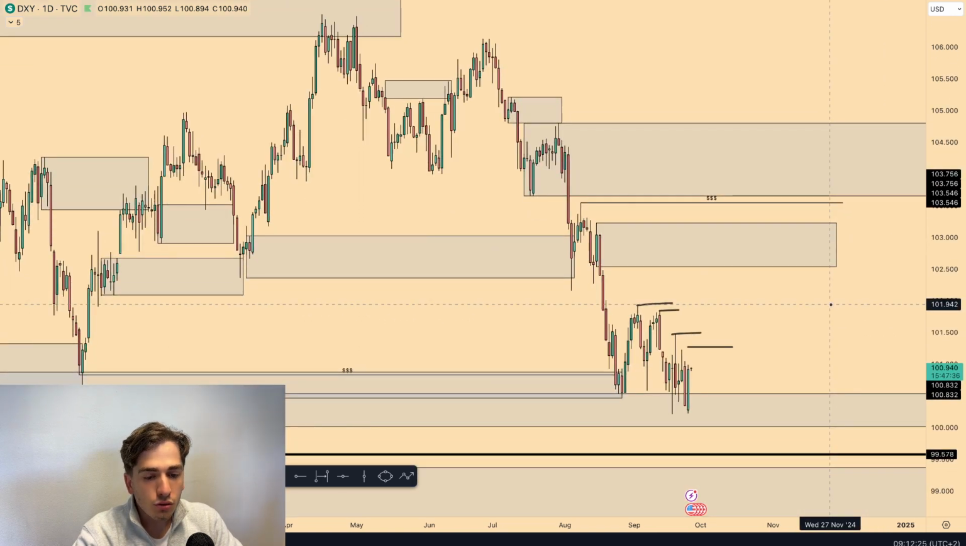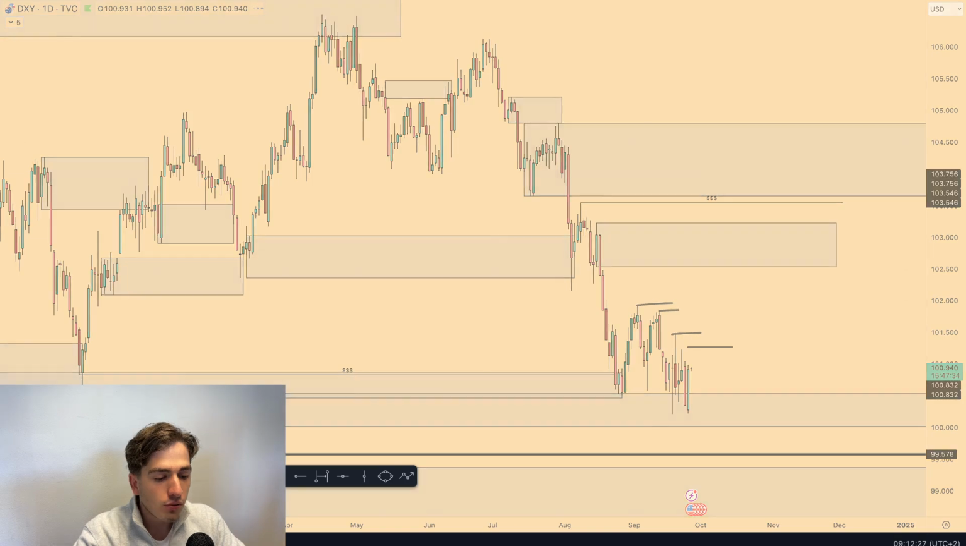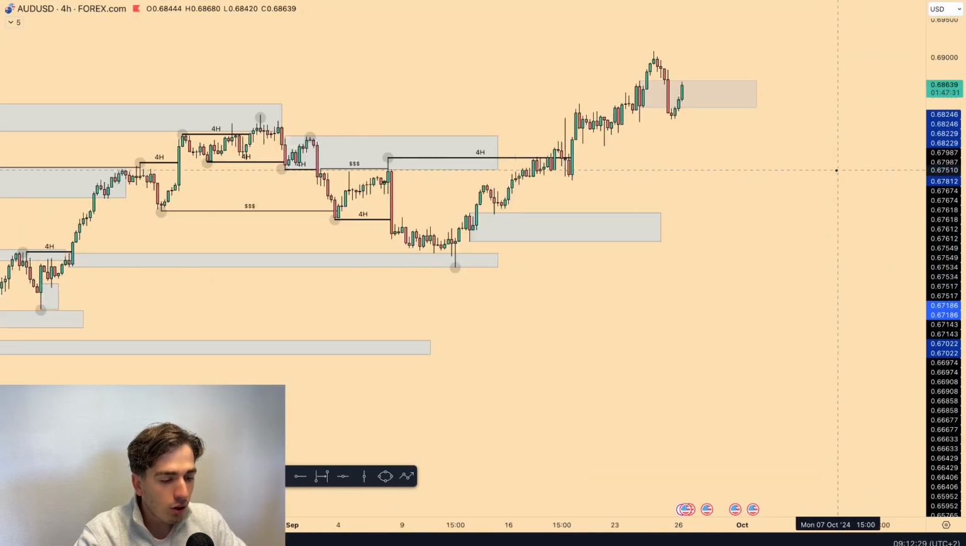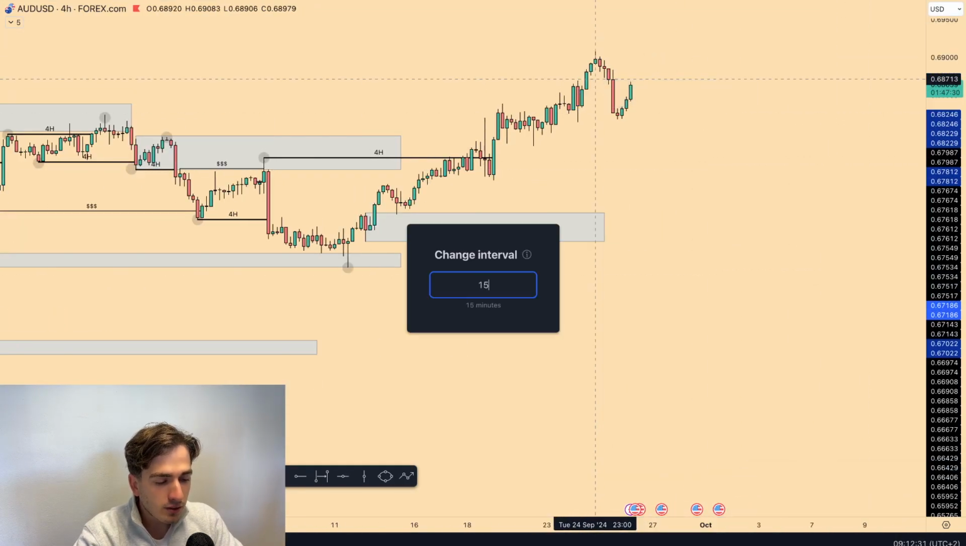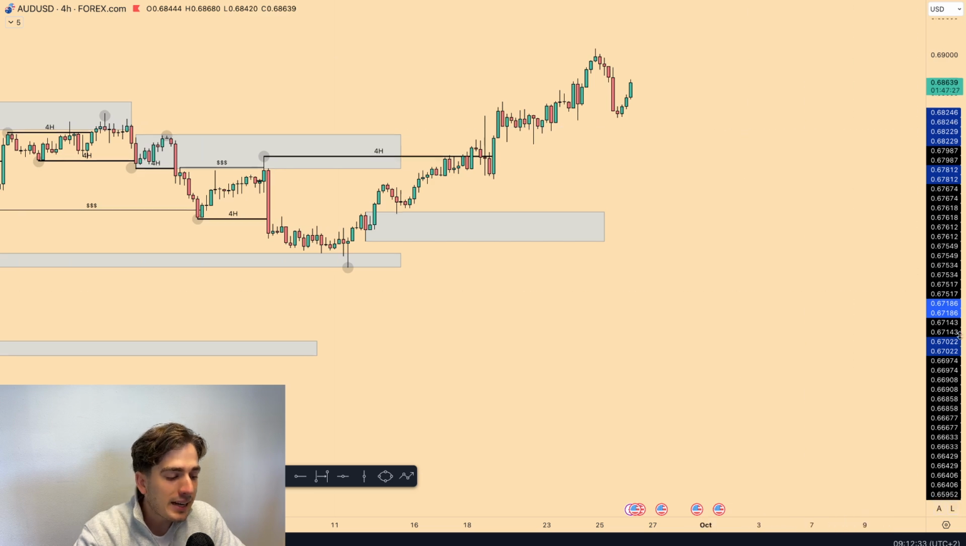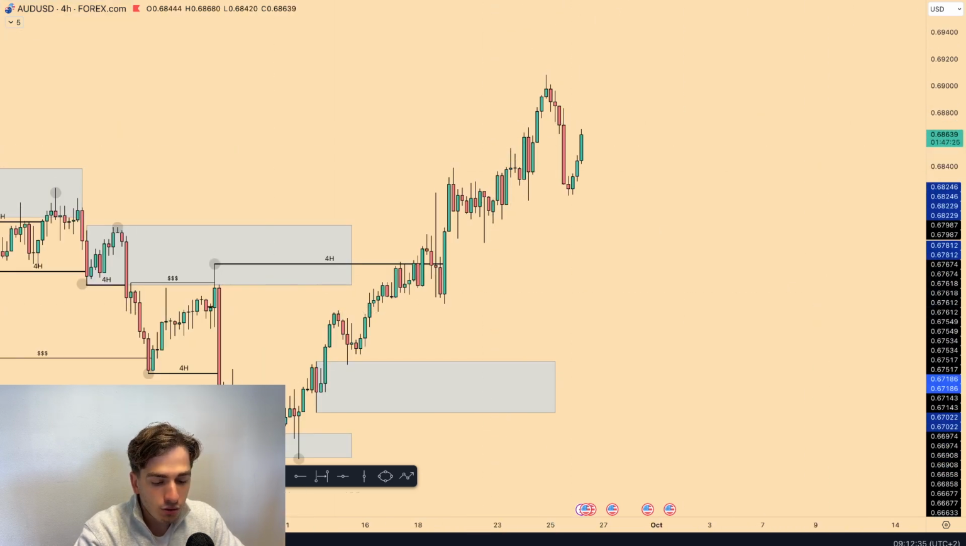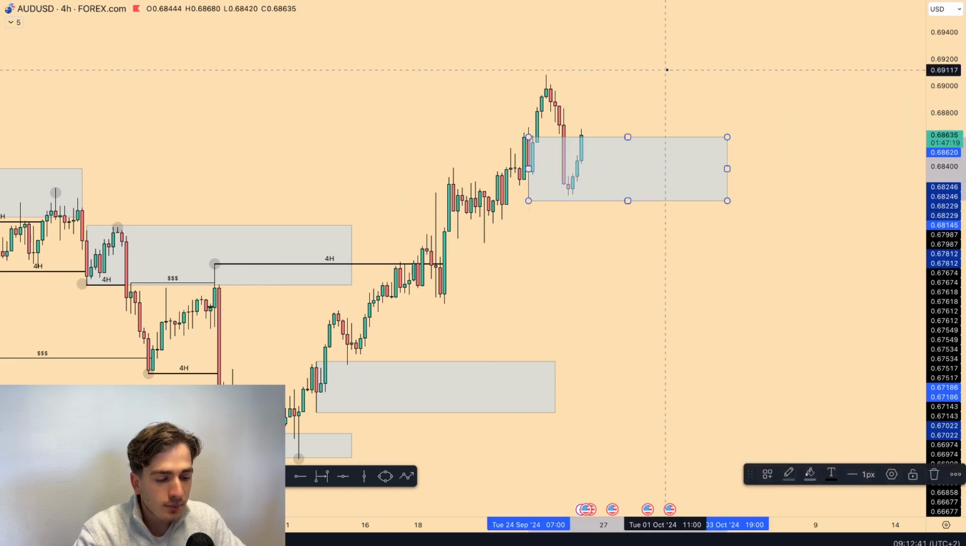Now going to Aussie dollar, what is happening over there? On Aussie dollar, obviously we pushed through this area of demand. For me, not a problem because we didn't get any bullish confirmation inside that demand zone. So remember what I always explain to you, you have these demand zones, but you need to understand how the market moves inside of them.